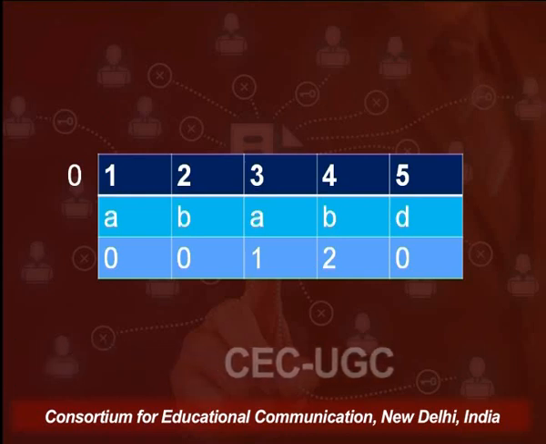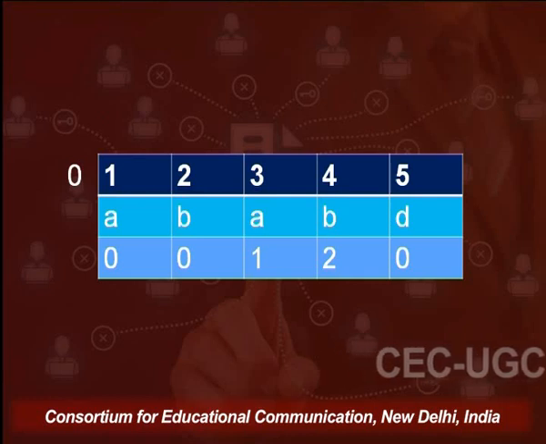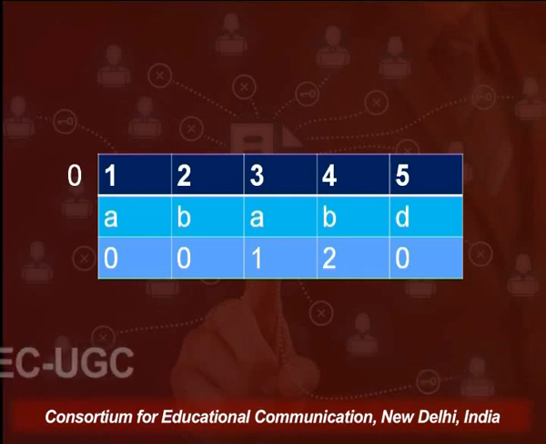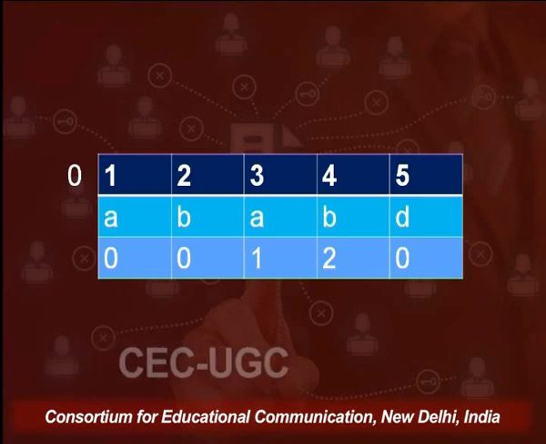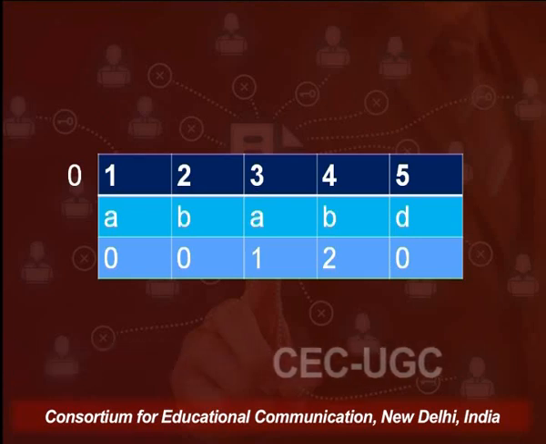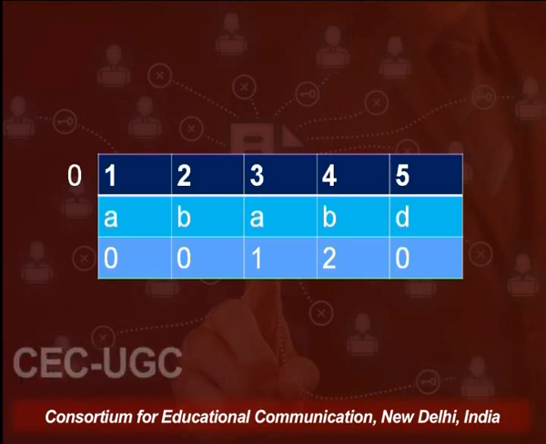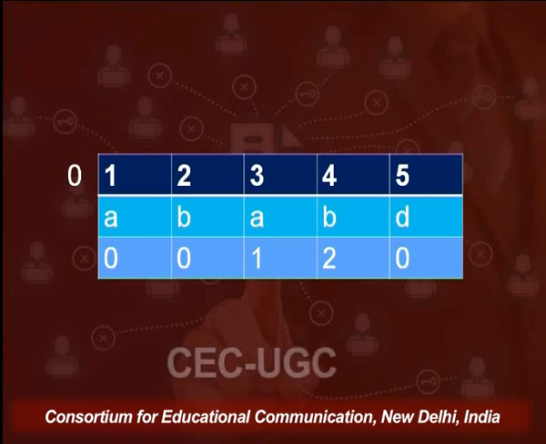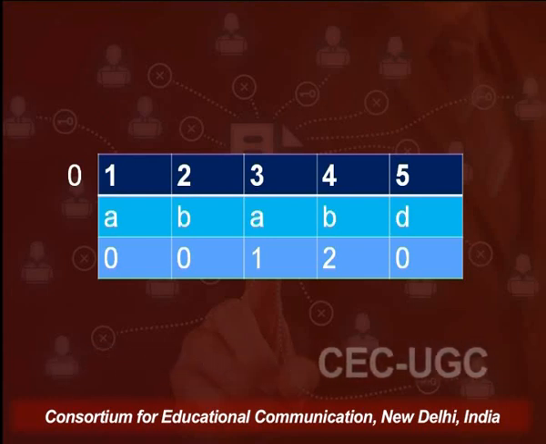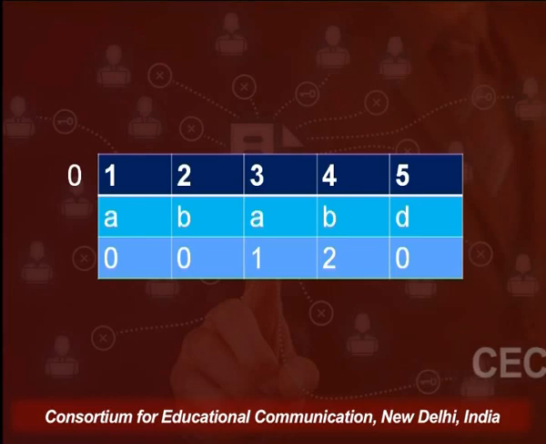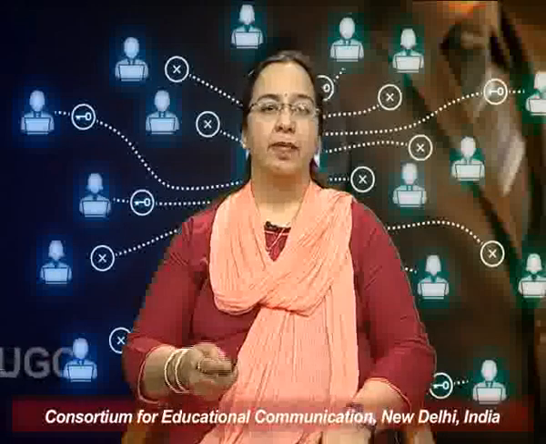So D is 0. Now on the top row, I have given the numbering, that is indices 1 2 3 4 5, and I have also reserved index 0, which we will see later solves some purpose in the comparison.